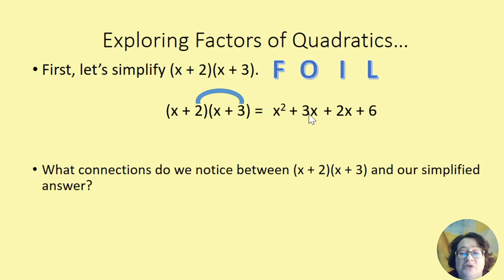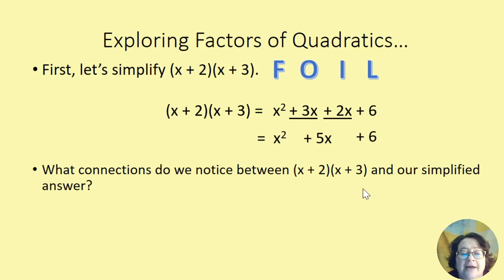So I see I have two like terms, 3x and 2x. So I can combine those. X squared doesn't have any other like terms, so I bring that down. 3x and 2x add together to give us 5x. And a positive 6 comes on down because there's no other like terms to combine it with.